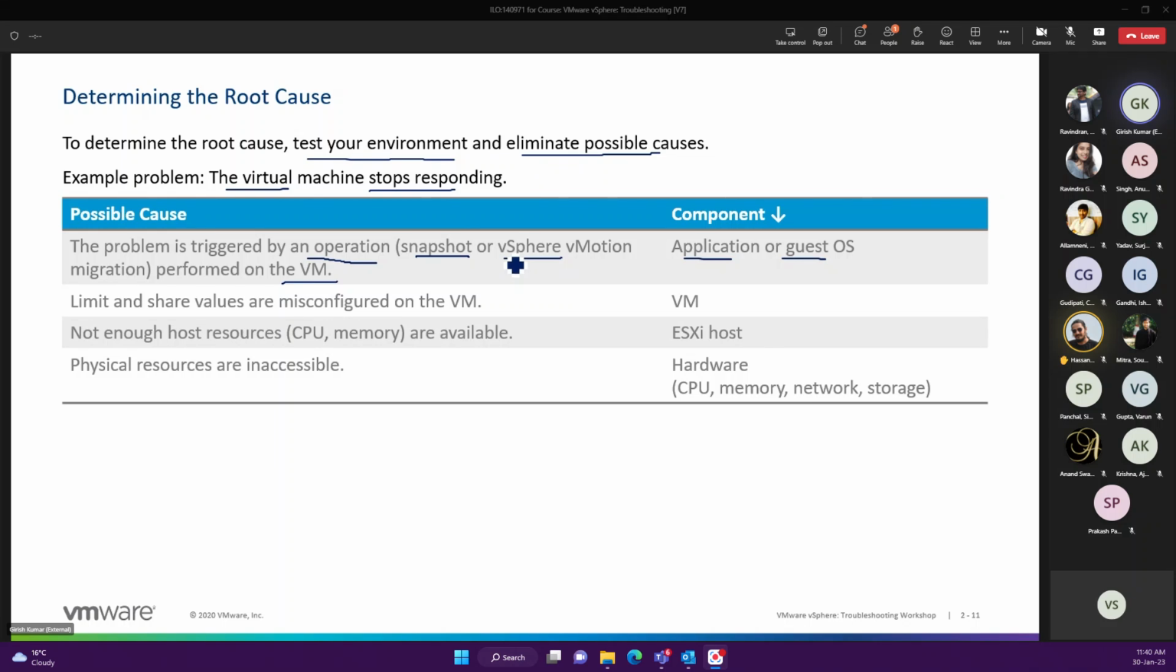vMotion, bulk of vMotion. If we have one or two virtual machines, we are going to move them, we can move any time. But heavy migrations, you must need to plan it. And we have certain settings at the VM levels that you also need to figure out.